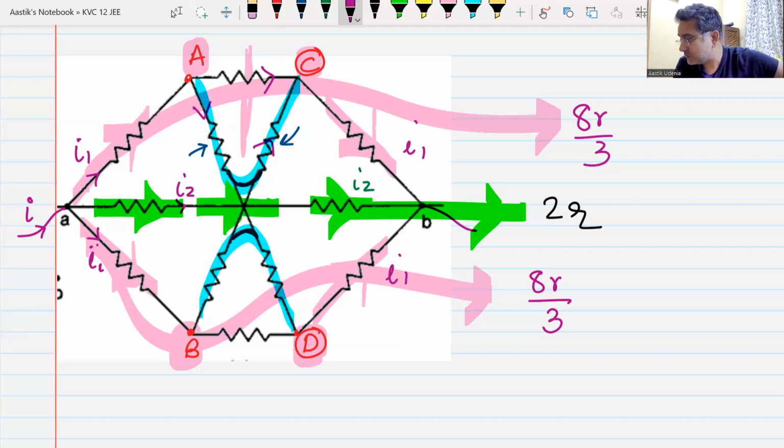Anyone else who did not understand it? The upper branch is different, it's separate. The lower branch is separate and the central branch is separate. And why are they separate? Just because of the symmetry of the entire thing.